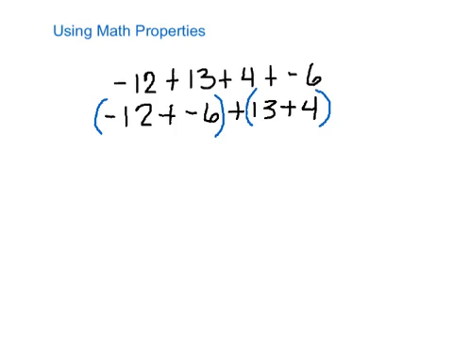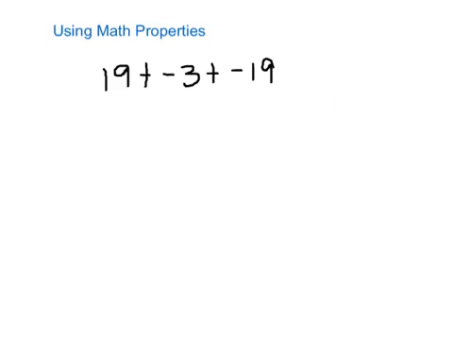Same signs, add their absolute value, keep the sign, and now we're left with a single problem with different signs. Different signs, look for the one that has the largest absolute value. It will be negative. Subtract their absolute values, and you have 1.